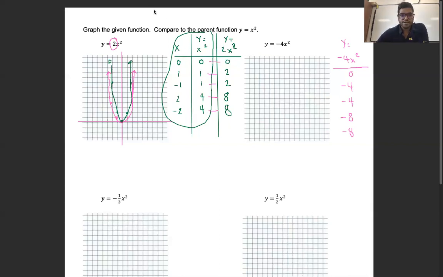Okay, so if I graph these now, I'm gonna use the same parent function. So I'll do the same color. I'll do that in pink, and then I'll do the other one here in green. So I've got this graph. The parent function was in pink. So 0, 0, 1, 1, 2, 4. 1, 2, 3, 4. So you have this pink one here.